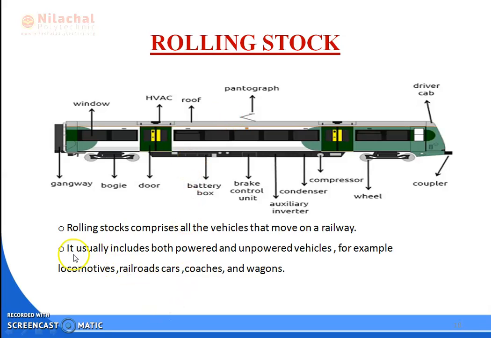Okay, so rolling stock comprises all the vehicles that move on a railway, and it usually includes both powered and unpowered vehicles. For example, your locomotives means engine, railroad cars, and coaches means where passengers move, and wagons means your raw materials from the industries which we can transport. So for this transport we are using the rolling stock. Okay, this is all about your rolling stock.